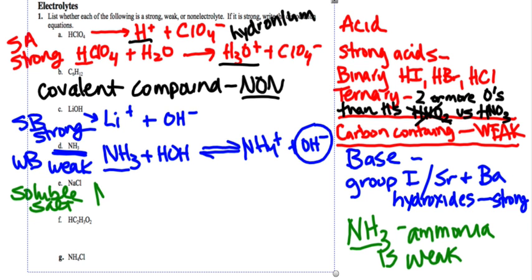All right. So anyway, when NaCl is dissolved in water, what does it split up into? 100%. Na plus and Cl minus, making this a strong electrolyte.